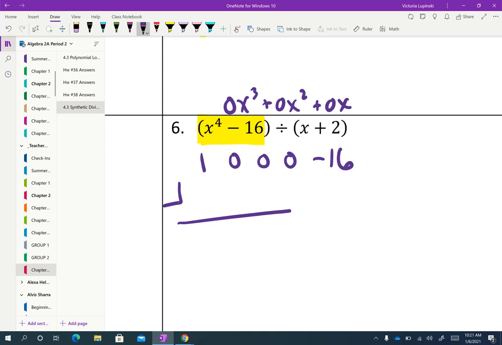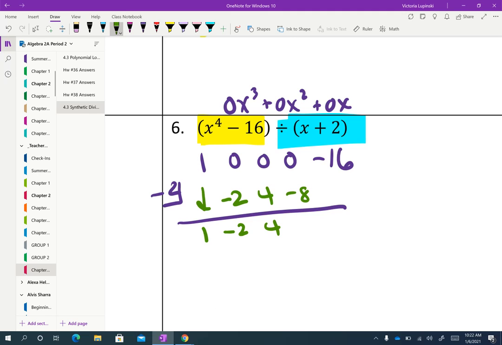Draw your box, draw your line. Take a look at the divisor, x plus 2. You're going to go ahead and put a negative 2 in the box. Hopefully, again, muscle memory at this point, you've got the steps down. You're going to bring down the 1. Times negative 2 is negative 2. Negative 2 plus 0 is negative 2. Negative 2 times negative 2 is positive 4, plus 0 is 4. Multiply to the box, negative 8. Add the column, negative 8. Multiply to the box, 16.